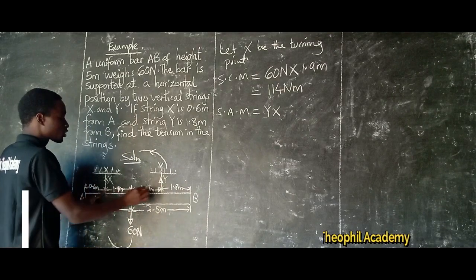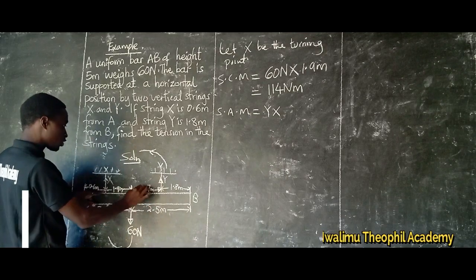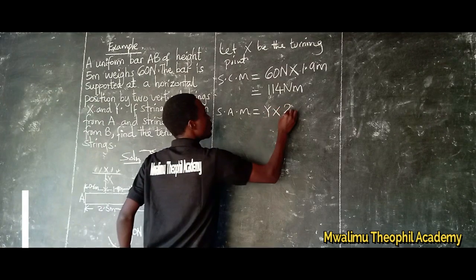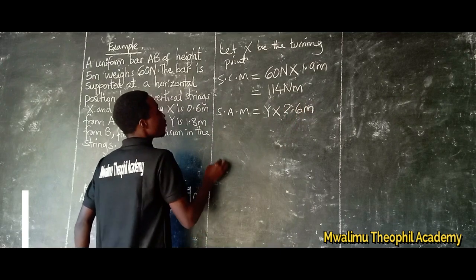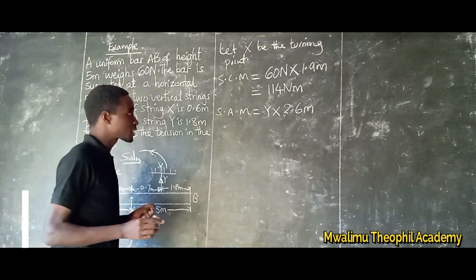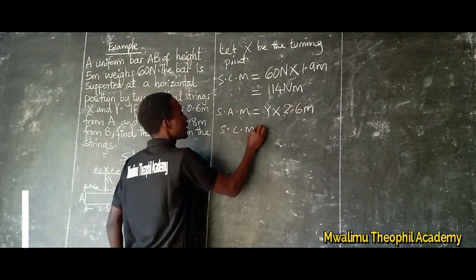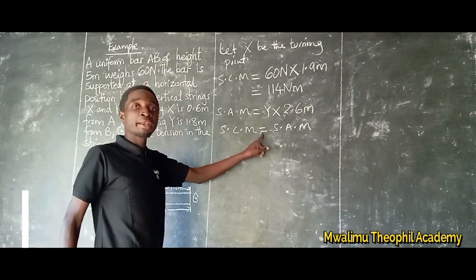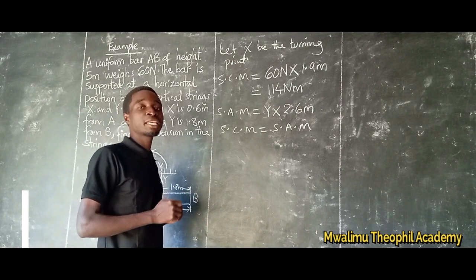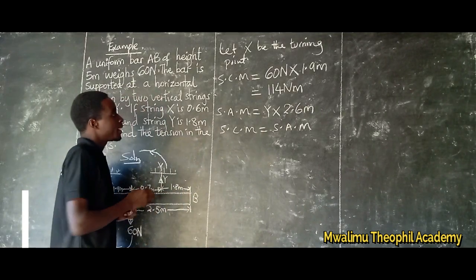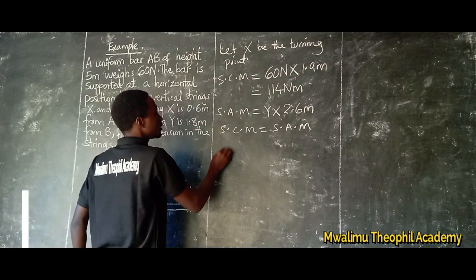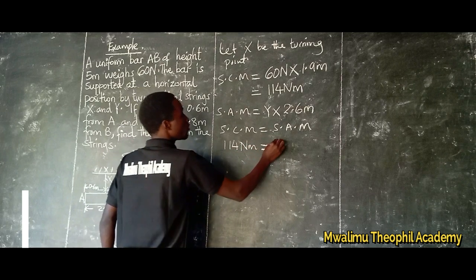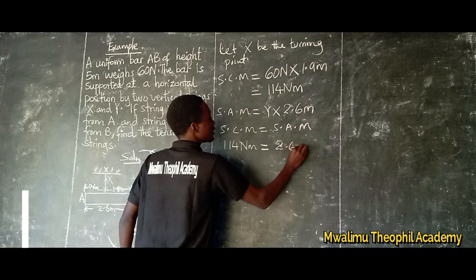Now the distance between Y and X is 0.7 plus 1.9, which will be 2.6 meter. Now we are going to apply the principle of moment. The principle of moment tells us that the sum of clockwise moment is equal to the sum of anticlockwise moment. This is the first condition for a body in equilibrium. The sum of clockwise moment we have obtained is 114 Newton meter, while the sum of anticlockwise moment is 2.6 meter times Y.